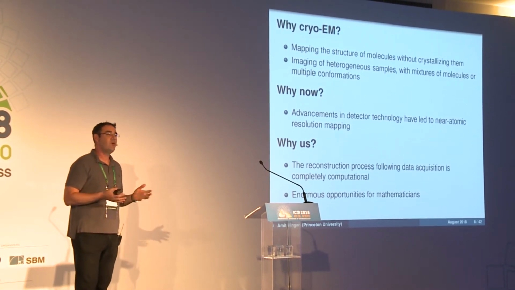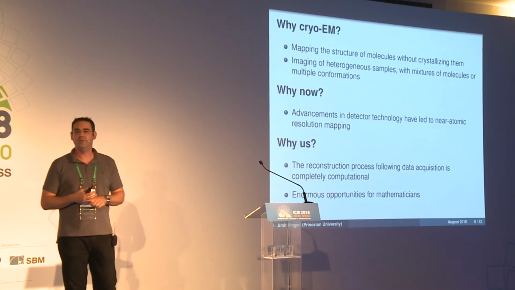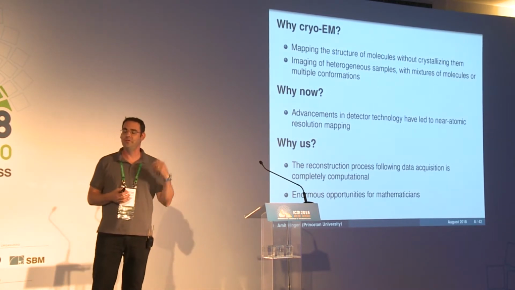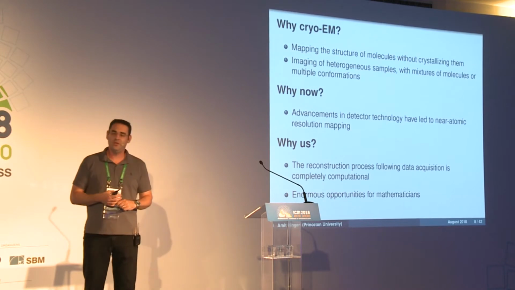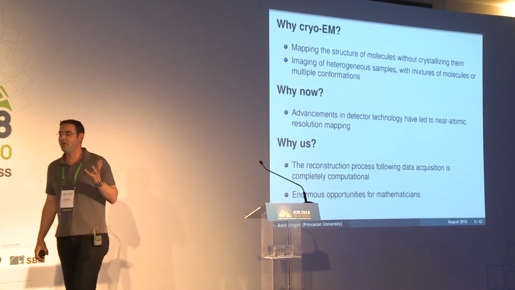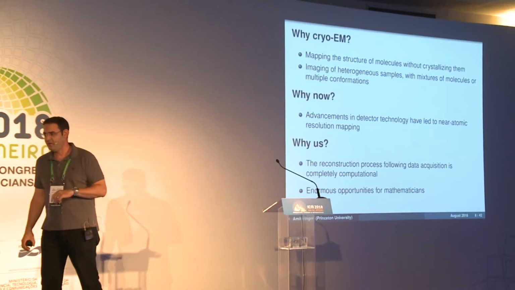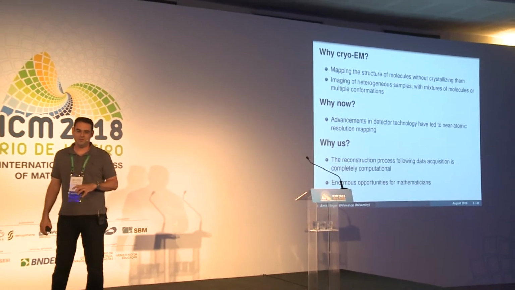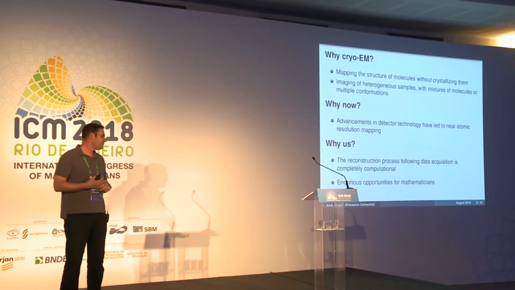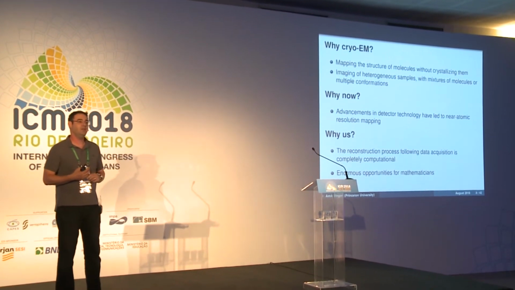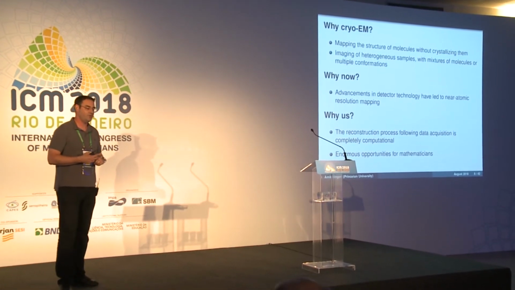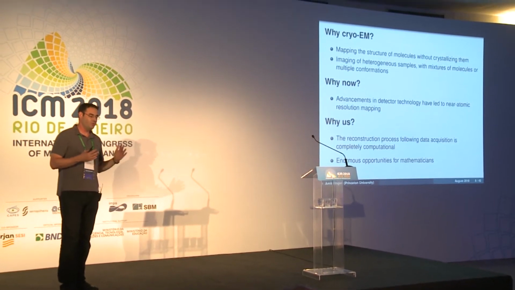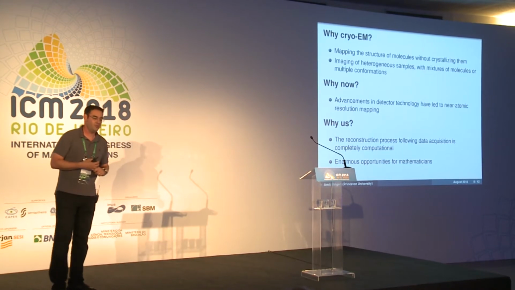Why now? Cryo-EM is not a new method. It was invented at least more than 40 years ago. But only in recent years, say in the last 5 years, we are witnessing a revolution. And the revolution is that now we can get to high resolution. This is due to advancement in detector technology. So actually, we can take movies and get much better signal-to-noise ratio for our images.